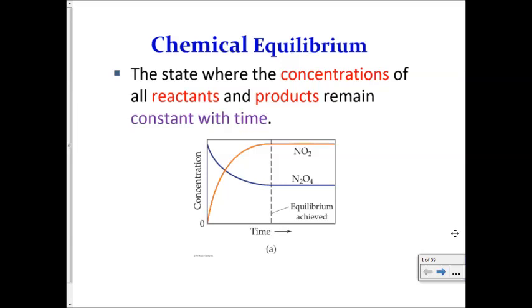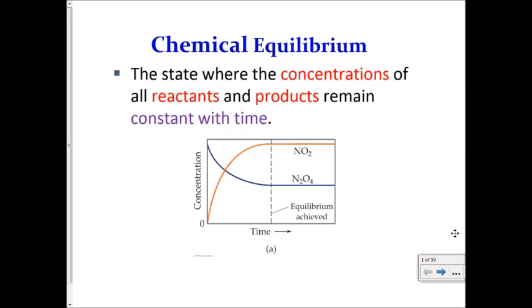Chemical equilibria. We're going to be looking at it from two particular perspectives. The first perspective is looking at after equilibrium is established, the concentrations of all the reactants and products are going to remain constant with time. That doesn't mean they're going to be an equal amount, but they are going to maintain this same concentration at equilibrium.